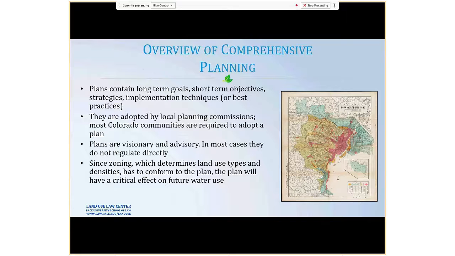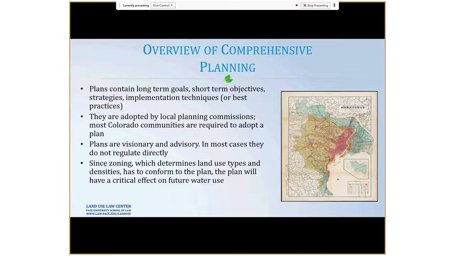The overview of the comprehensive plan is that it generally contains long-term goals, short-term objectives, and some strategies to achieve each objective. Each objective is aimed toward the long-term goal, and there are some implementation techniques that explain how strategies are going to be achieved. And those implementation techniques are best practices.